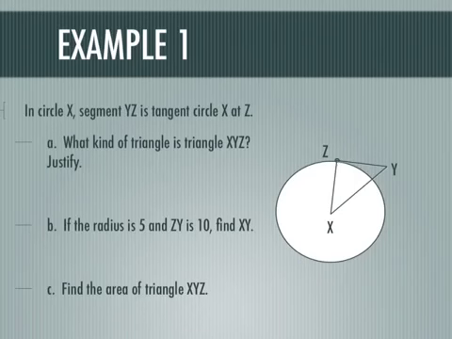Okay. So it tells us that segment YZ is tangent to circle X at Z. Okay, so this Z is a point of tangency. What kind of triangle is that then? Right. A right triangle, that's right. This would be a right angle. Okay, this is a right triangle. And we know that because we know YZ has to be perpendicular to XZ. That's what that radius tangent theorem told us.